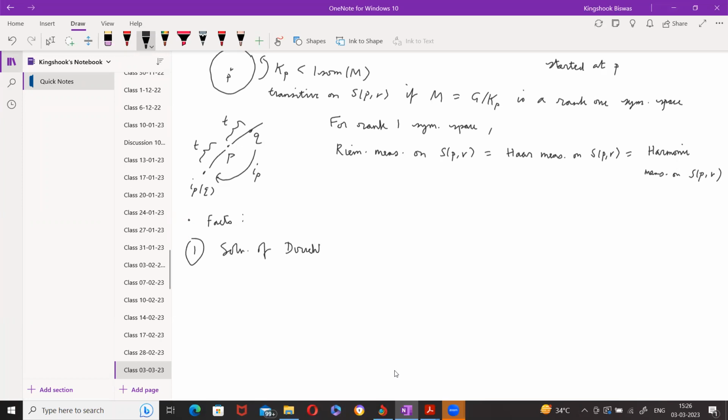So we talked about the Dirichlet problem in Rn, right? Given a continuous function on the boundary of a domain. Suppose D is a pre-compact domain. That means its closure is compact. And suppose it has C3 boundary. So the boundary is a C3 submanifold.